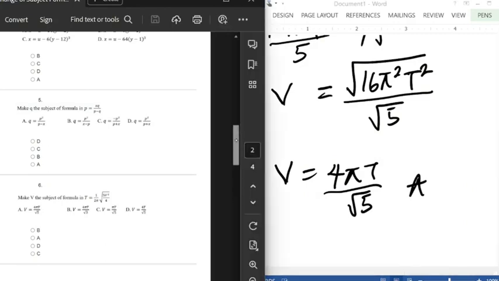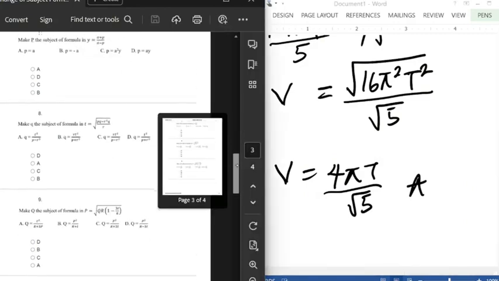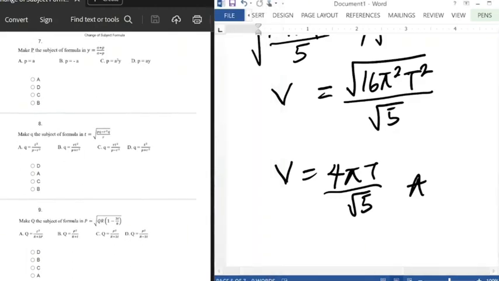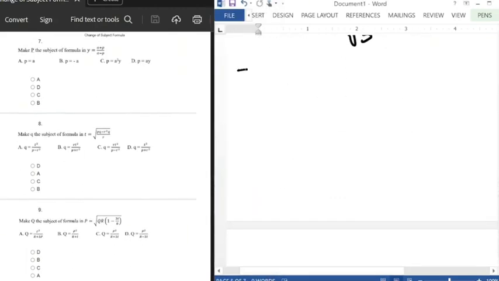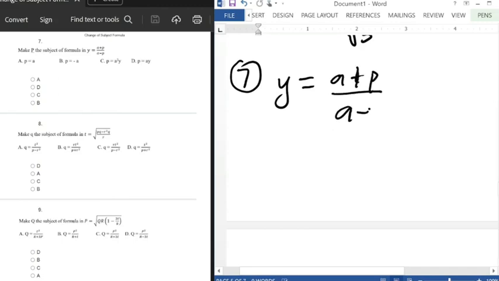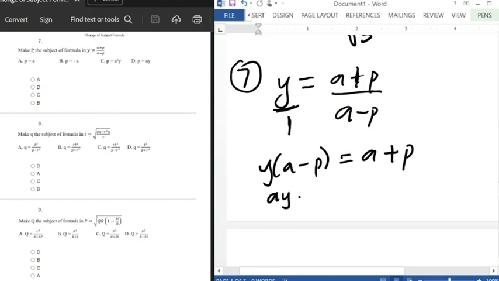So we'll go to the next question, question number 7. For question number 7, we are asked to make P the subject of formula, and we have Y equals A plus P divided by A minus P. The same thing, this is a fraction, then we cross multiply. We then have Y into A minus P equals A plus P. So we open the bracket, that is AY minus PY, right, equals A plus P.